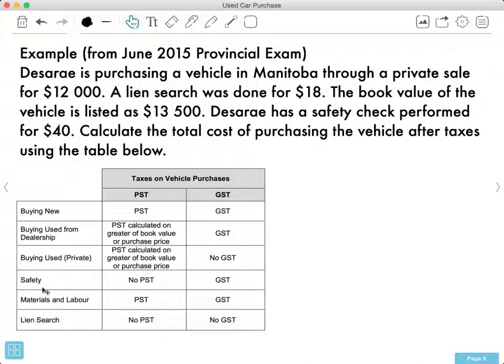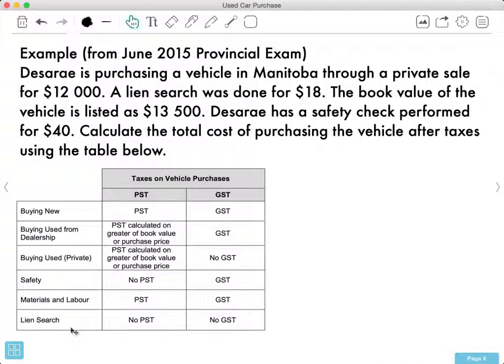To get a safety on your car, which has to be done before you're allowed to purchase a used car, you have to show the safety when you take your paperwork in to get insurance. They don't charge PST on a safety, but they do charge GST. For materials and labor, and we looked at this in another video, for repairs, it's both taxes.